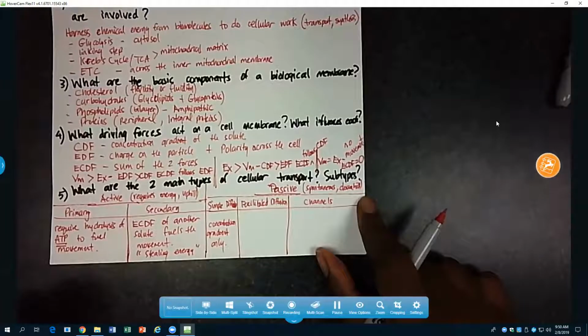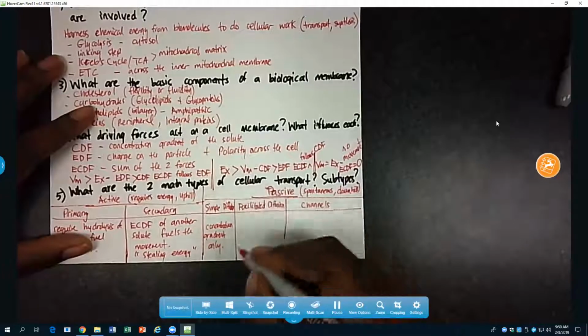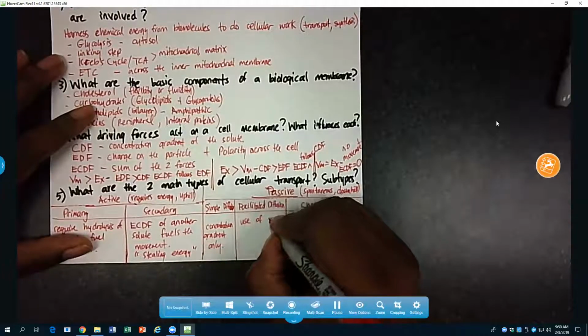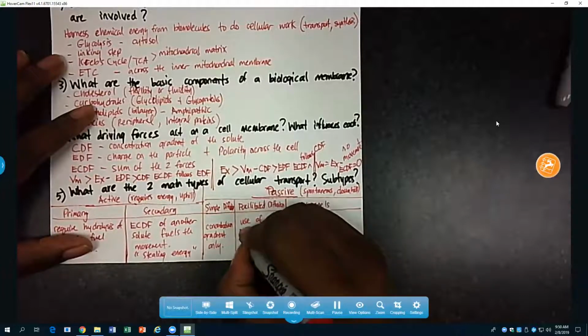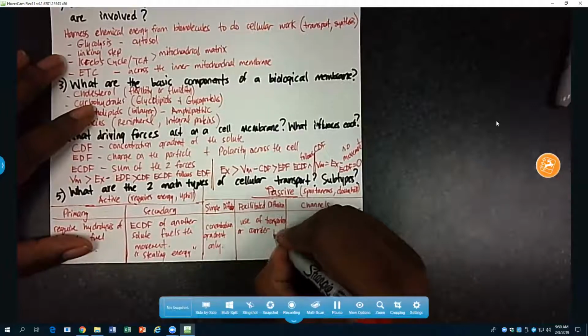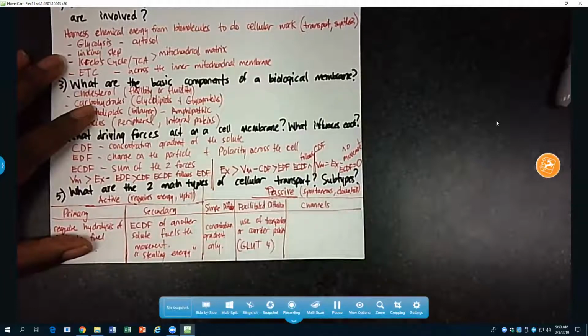It was also movement according to the concentration gradient, but what was the exception here? What did we have to have for facilitated diffusion? Transporters or carrier proteins. So there was the use of transporters. Transporters or carrier proteins. And an example of that was the GLUT4 transporter. All right.